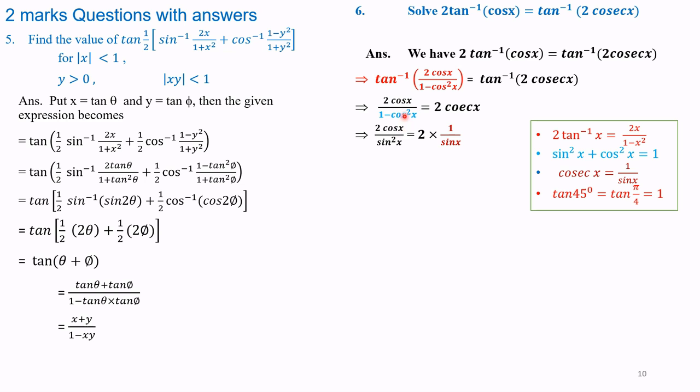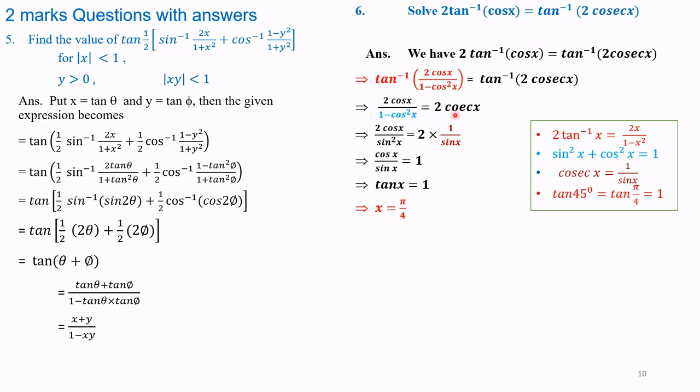Therefore, that is equal to 2 cos x divided by sin squared x. We know cosecant x is equal to 1 by sin x. Therefore, 2 cos x divided by sin squared x equals 2 times 1 by sin x. Here one sin x gets cancelled, so one sin x remains. The 2 also gets cancelled and 1 remains. Therefore cos x by sin x is tan x, that is equal to 1. That is, the right hand side is 1. Therefore, taking tan inverse, tan of 45 degrees is pi by 4. Therefore, x will be equal to pi by 4.